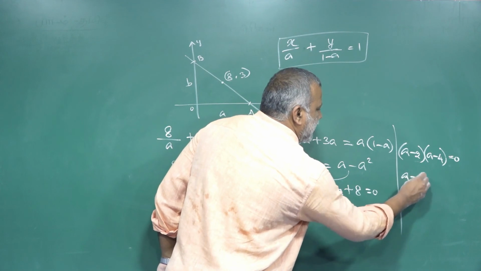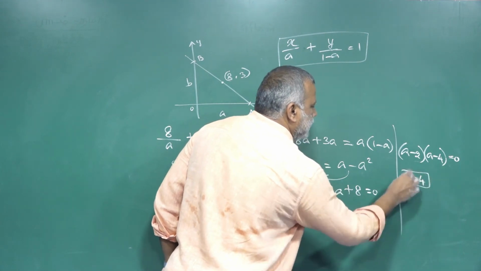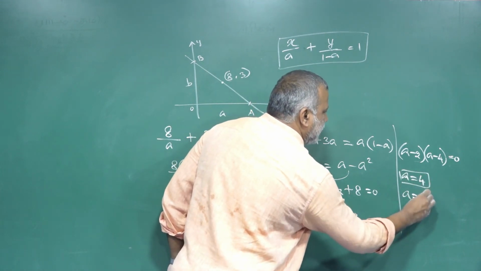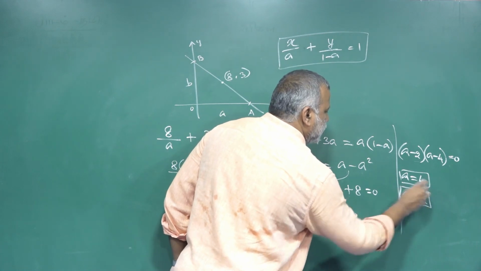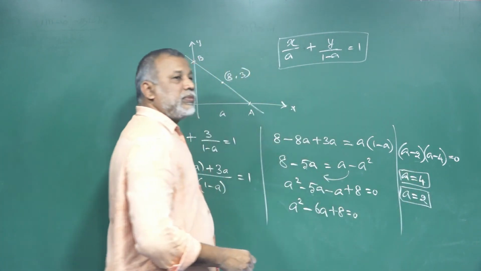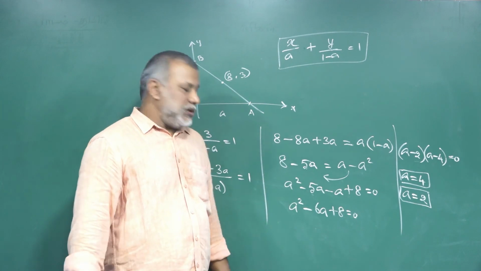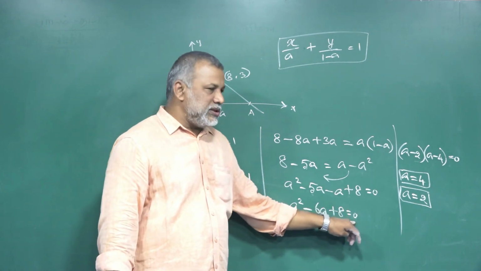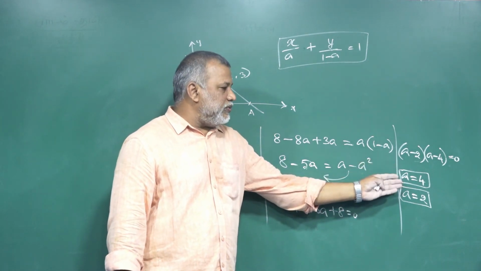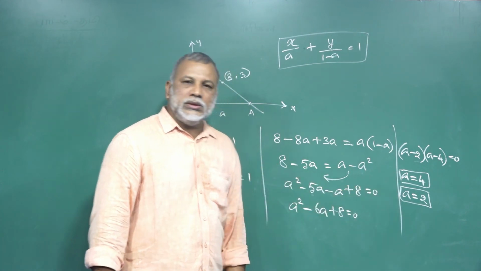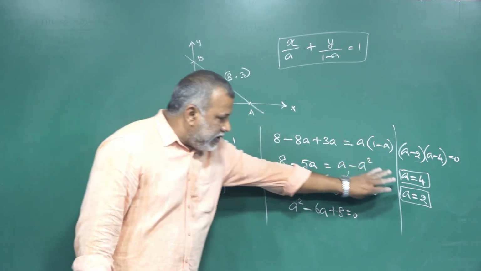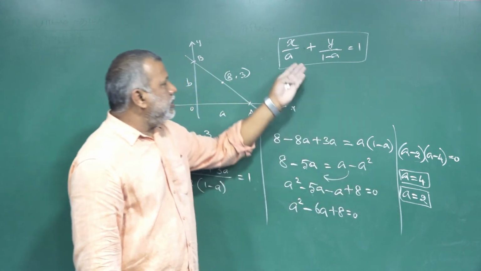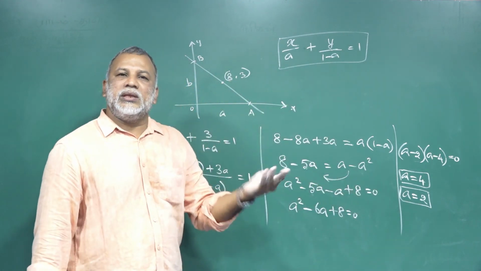Therefore, one value of a equals 4, and another value of a equals 2. You get two different values of a because you have a quadratic equation, a squared minus 6a plus 8 equal to 0. On factorizing, we get the two values, a equal to 4 and a equal to 2. Now, we need to substitute these values of a here, then you get the equation.